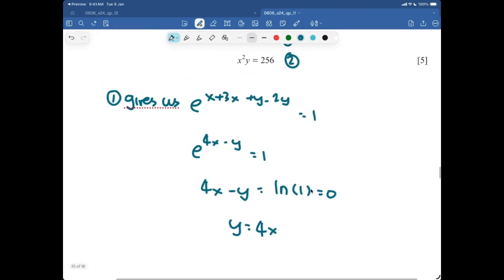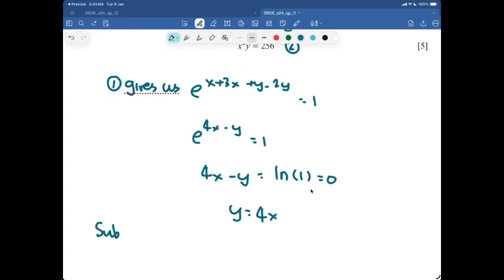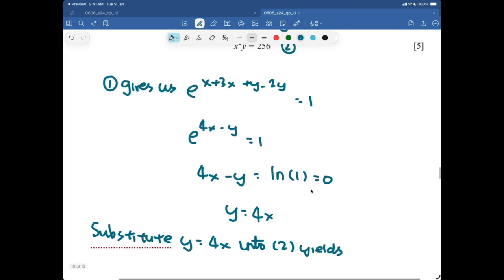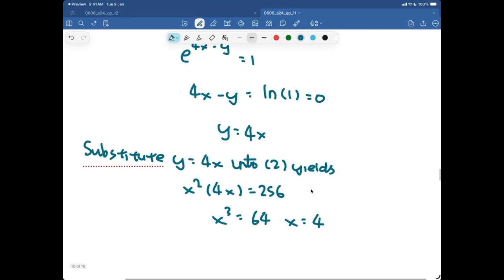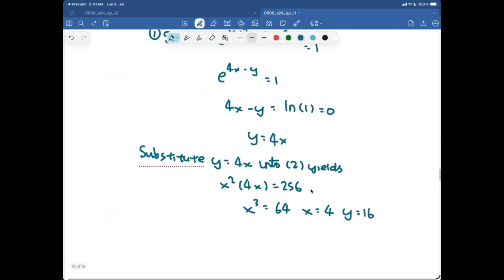So we could substitute y equals 4x into the second equation to give us x squared times 4x is equal to 256. So x cubed is equal to 64, and so x is equal to 4, and y is equal to 16. That's fairly straightforward.